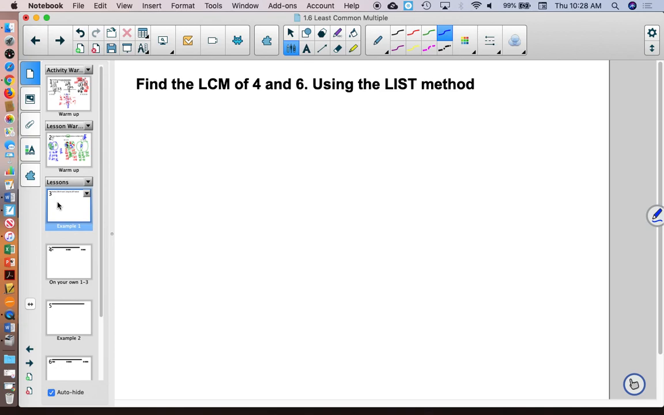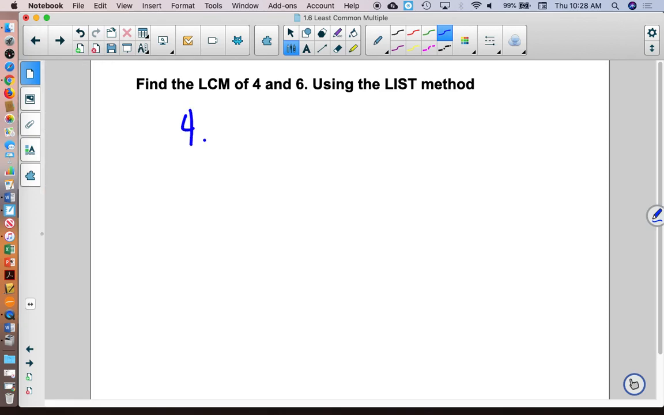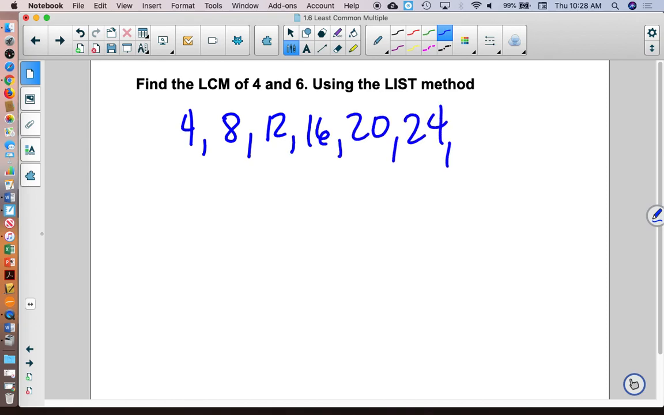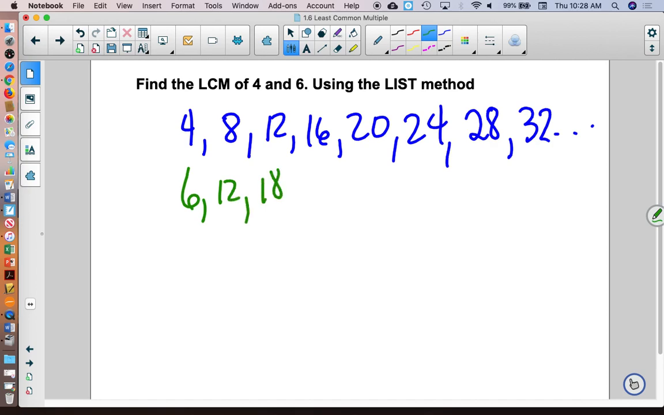Okay, ladies and gentlemen, we're going to do a list of multiples now. For 4, I have 4, 8, 12, 16, 20, 24, 28, 32, and I could go some more, right? 32, 36. Now, I'm going to go with 6s. 6, 12, 18, 24. Oh, you mean I can stop? Yeah.